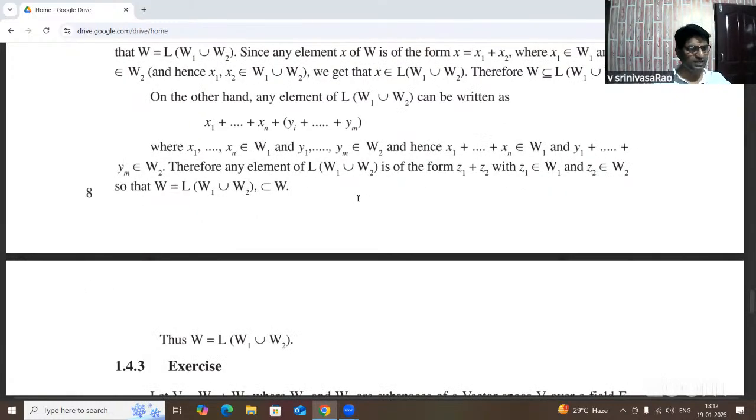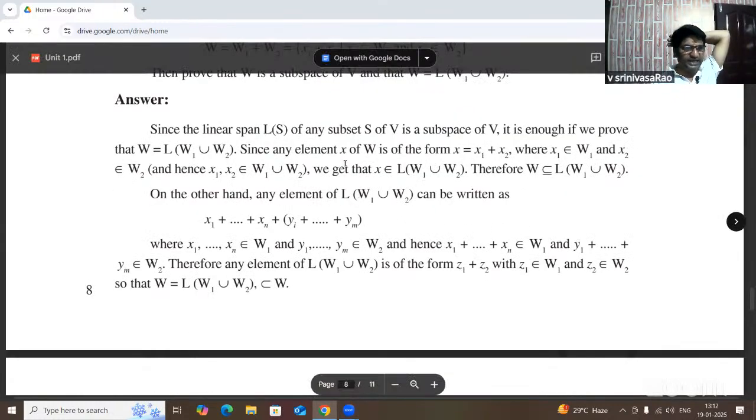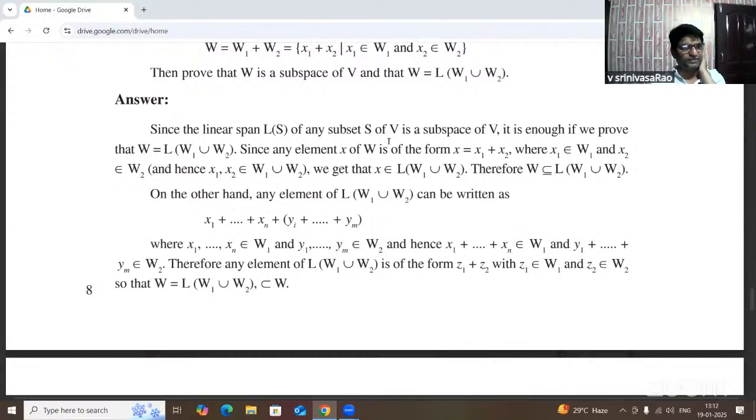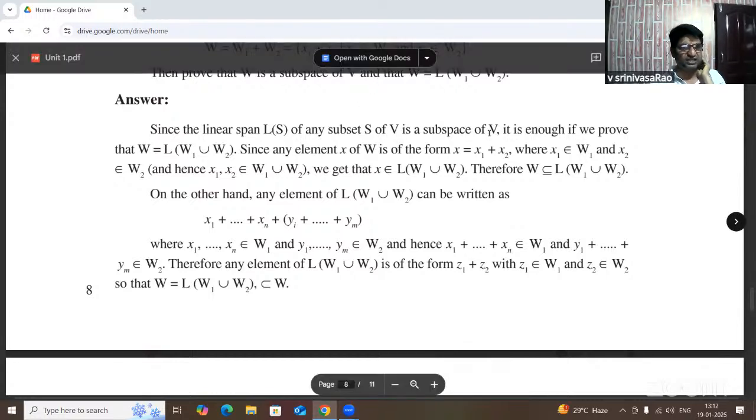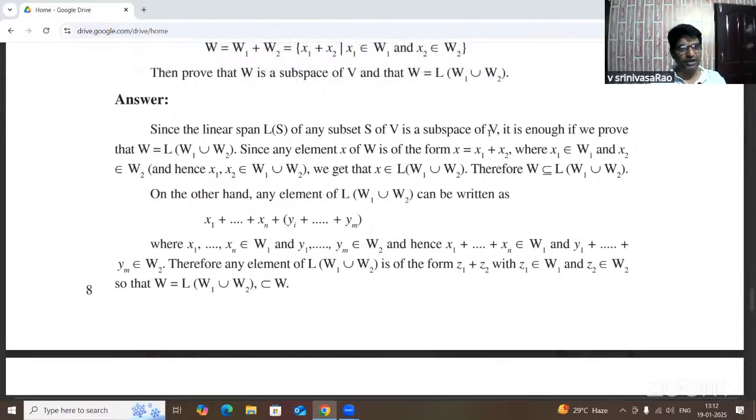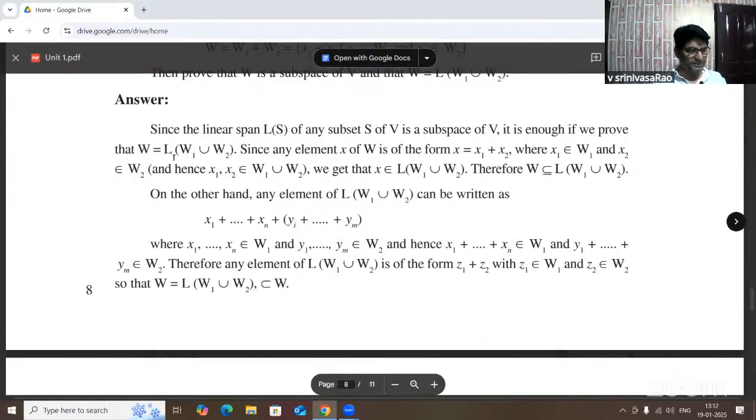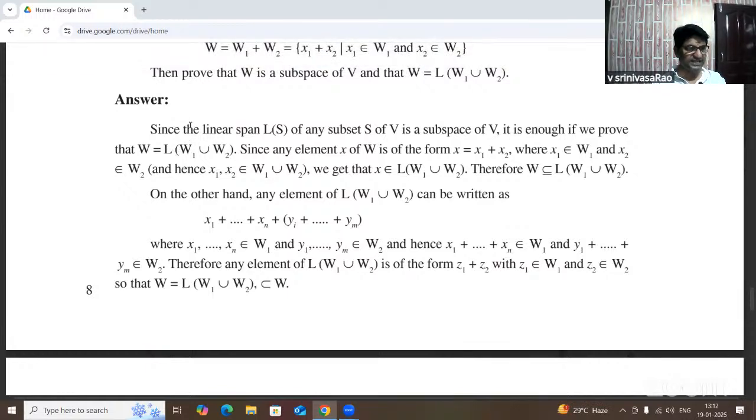Okay, students, listen carefully. Now the linear span means that any non-empty subset S of V is also a subspace of V. Already we have derived this. Now it is enough to prove that the sum of the subspaces equals the linear span of the union of the subspaces, that is, the linear span from the union of the subspaces.